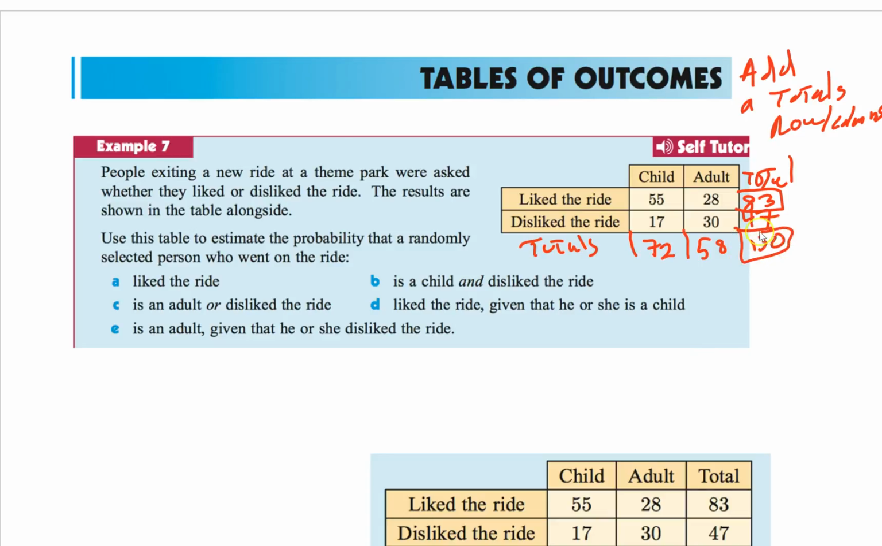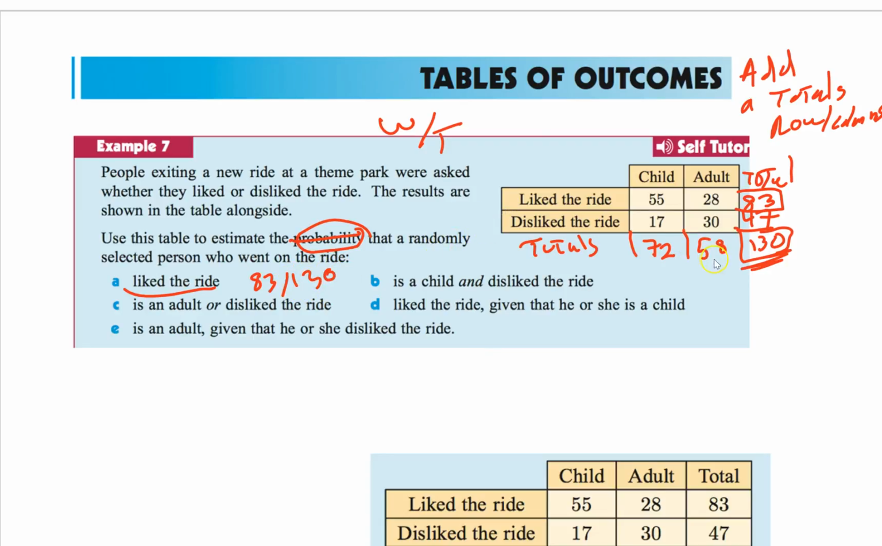And that's super important for a lot of different reasons. Because if they ask me how many people liked the ride, out of these two things I have 55 and 28. And they ask me what the probability is. Remember our normal rule? Want over total. So for this very first one, liked the ride: I need the number of people that liked the ride, the total of them, 83, and I put it over the total of the whole thing, 130. How many people actually went on the ride?